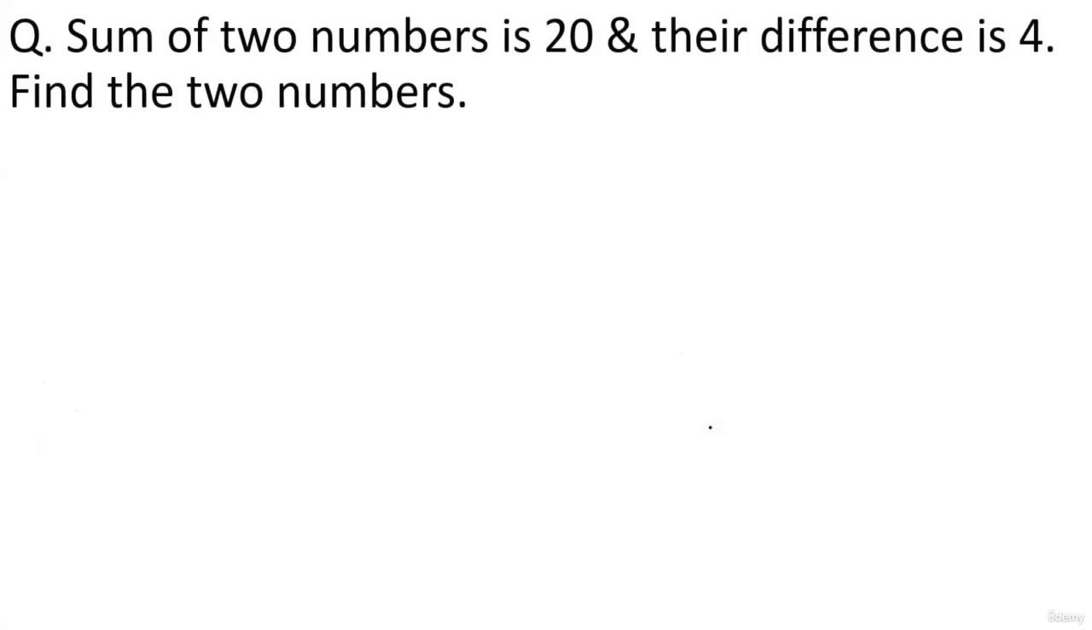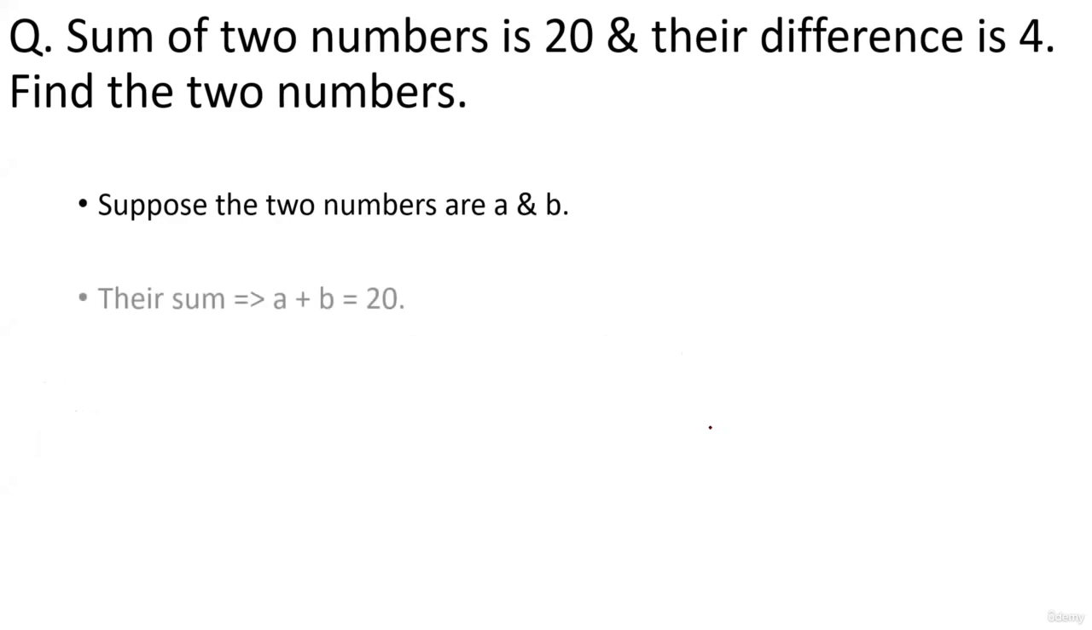Sum of two numbers is 20 and their difference is 4. Find the two numbers, okay? So what we will do is, let us assume that the two numbers are A and B. It is given that their sum is 20, so A plus B will be 20. Also, their difference will be A minus B being equal to 4.